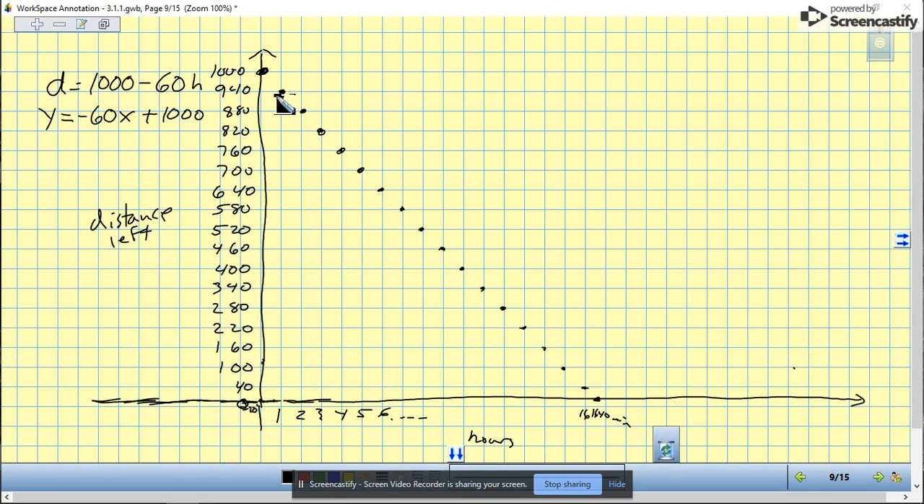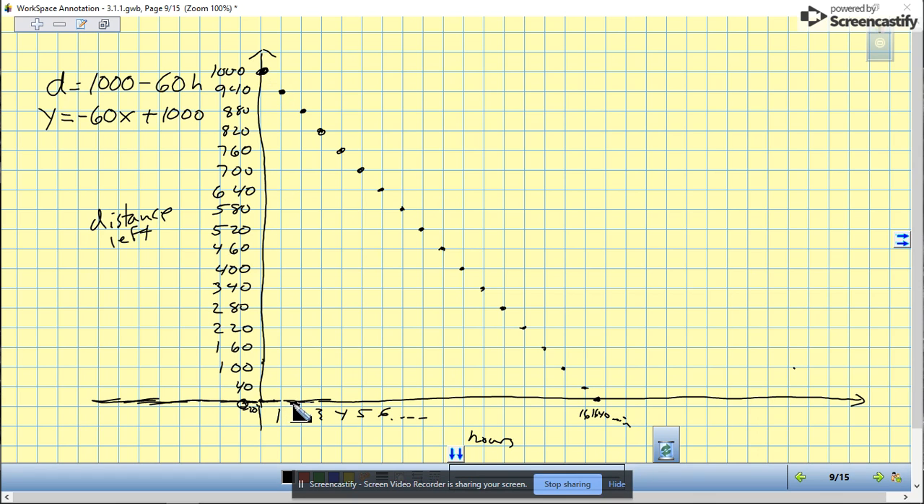After 1 hour, they'll have 940 miles left. After 2 hours, they'll have 880 miles left, and so on and so forth. Are those the only possible solutions? What if they've only traveled for 30 minutes, half of an hour? Then they would be halfway through here. They'd have 970 miles left.